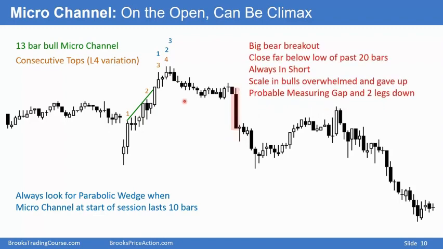Big bear bar, closing below the lows of the past 20 or 30 bars, far below those lows. The market's always in short for at least a small second leg down. The scale-in bulls who were buying all the way down gave up. They were overwhelmed, probably a measuring gap. The bulls tried to reverse here, but look at this high compared to that low. This is simply a breakout test of that low, and it failed, and we got a big second leg down. So leg one, pullback, leg two.